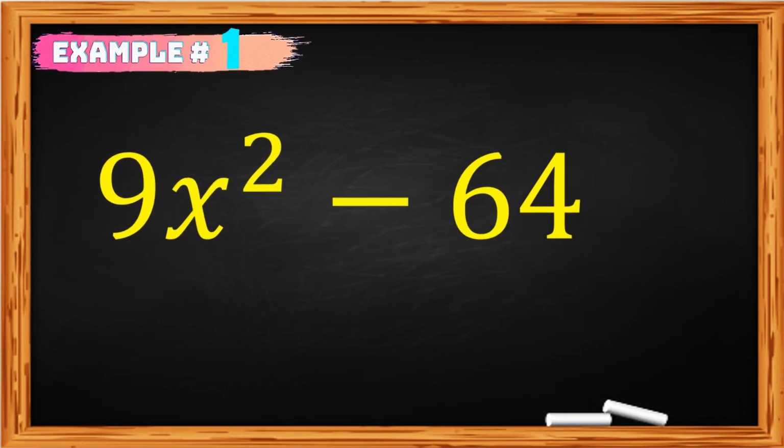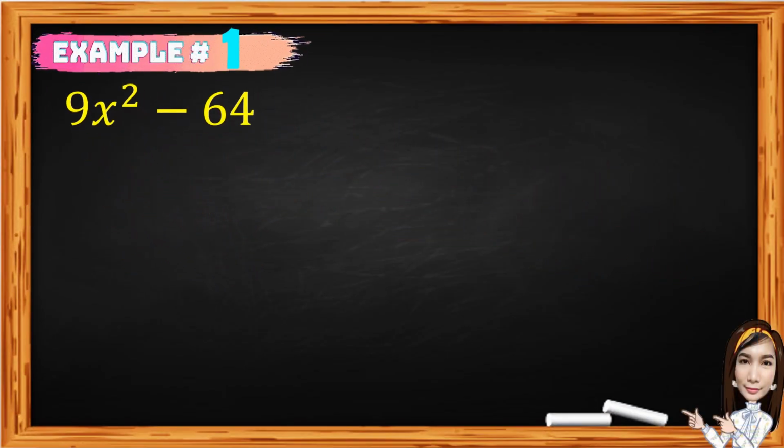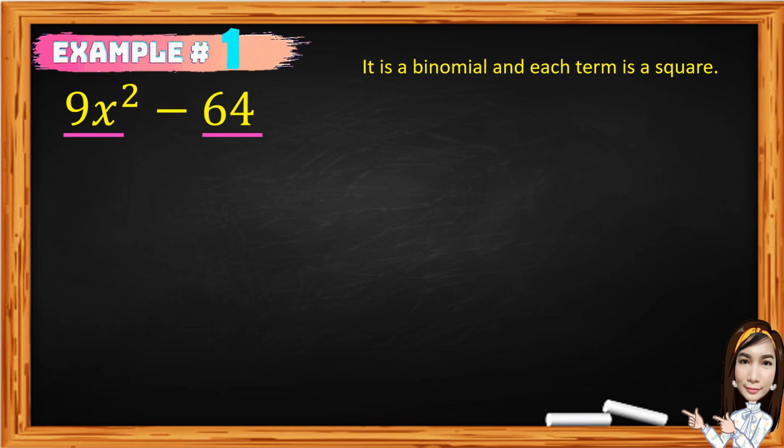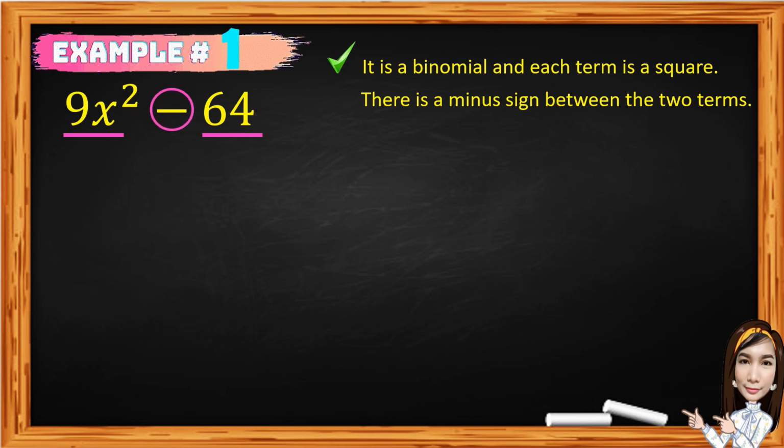Let's have the first example. Let's check if 9x squared minus 64 satisfies our two conditions. First, it is a binomial and each term is a square. As you can see, we have two terms. The first term is 9x squared and the second is 64. 9x squared is a perfect square, 64 is also a perfect square, so that is yes. Next, we have the second: there is a minus sign between the two terms. As you can see, we have the operation minus. So that is also yes.